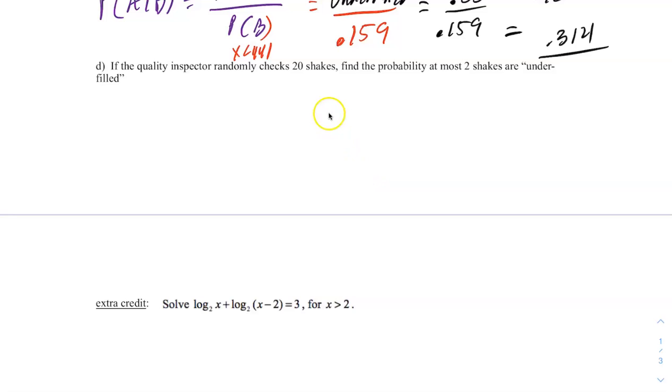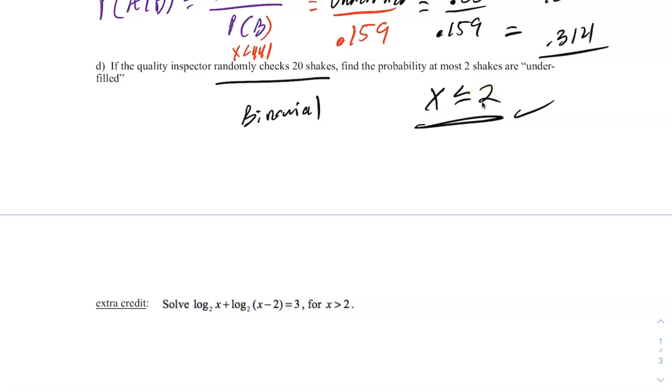The quality inspector randomly checks 20 shakes. Find the probability that at most 2 shakes are underfilled. So again, notice that's out of nowhere. It's like, hey, we're going to check 20 shakes. This is a binomial question. Remember, at most means like at most 2 cookies. That means 2 is my max. So binomial CDF, X is less than or equal to 2. That's the way we want it, so that part's at least good.